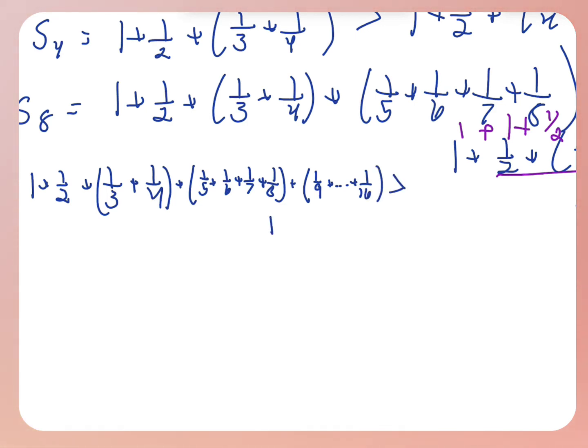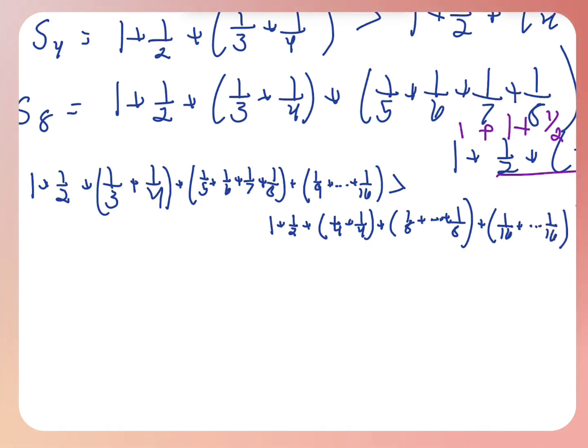Now that's going to be greater than, if I substitute in place of that 1/3, 1/4 to get 1/4 plus 1/4, which is a half. If I substitute in place of that 1/5, 1/6, 1/7, 1/8 to get another half, and I replace all of that 1/9 through 1/15 with 1/16, I can get another 1/2, because that'd be 8/16.